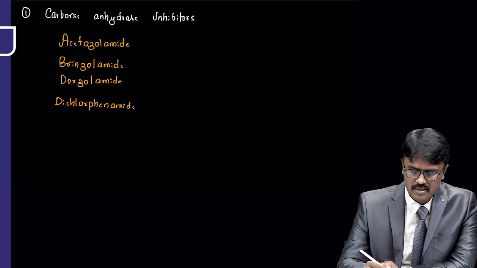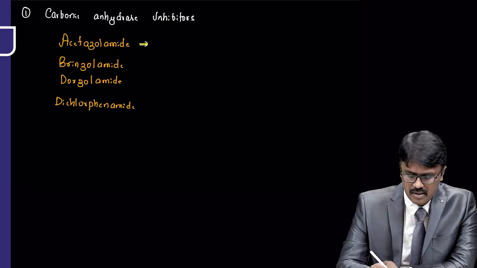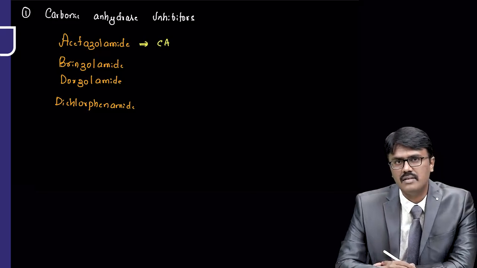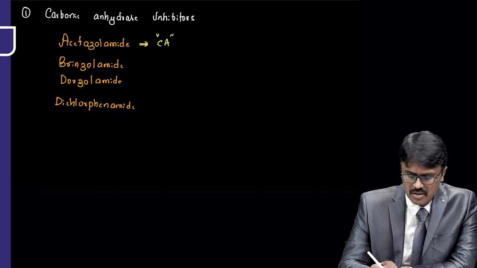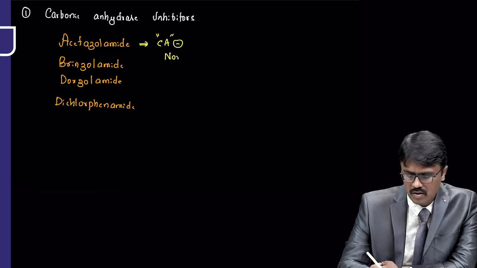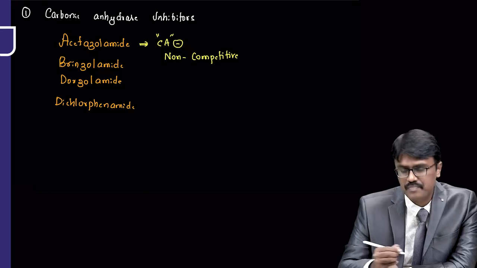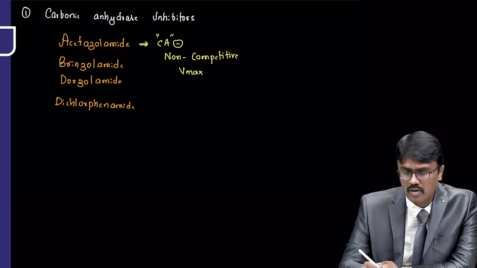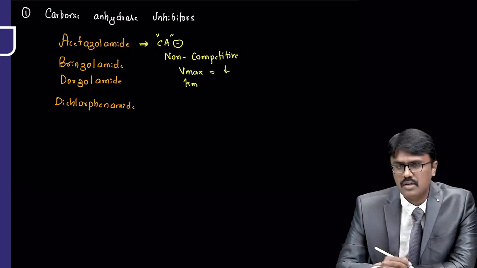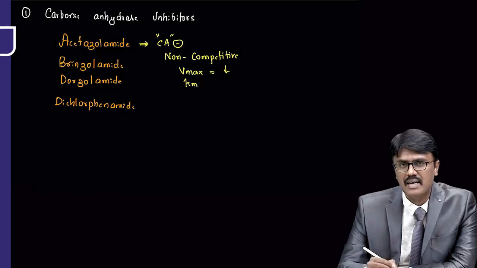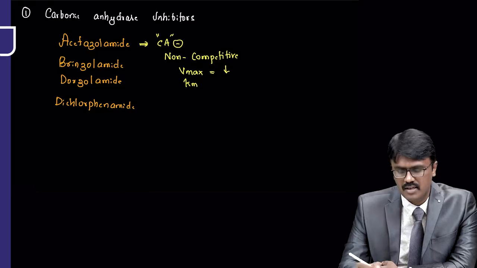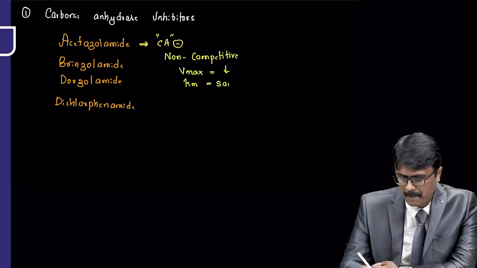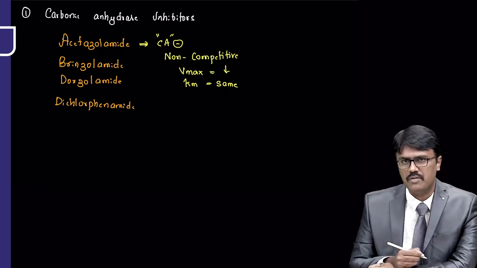The basic question asked in the exam is, the carbonic anhydrase is inhibited by acetazolamide. Is it competitive or non-competitive? The inhibition of carbonic anhydrase is non-competitive enzyme inhibition. So it is non-competitive. Now they can ask you a correlation with biochemistry. What happens to the Vmax if it is non-competitive enzyme inhibition, and what happens to the Km? In non-competitive enzyme inhibition, Vmax decreases, Km remains the same. So this was the question asked in one of your exams.